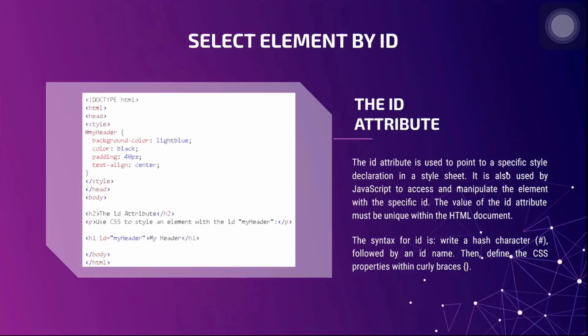So, first, I'm going to show you how to select an element using an ID. So hopefully you know all about IDs. IDs are an attribute that we give to HTML elements to identify them and use in JavaScript to access and manipulate that certain element. The value of the ID attribute must be unique within the HTML document. The syntax for ID is to write a hash character followed by an ID name, then define the CSS properties within curly braces.